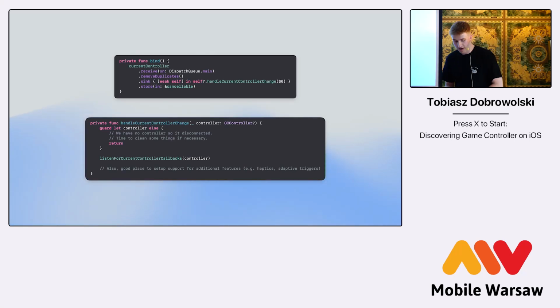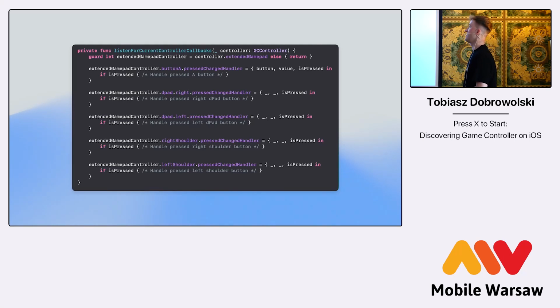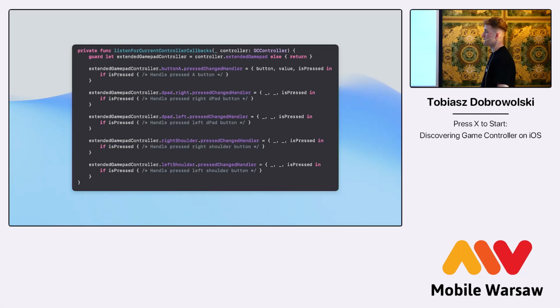And this is where the fun begins, or the hell begins, because as you can see, that's only a glimpse of what should be done in this case. I'm using only five buttons: the button A, D-pad right, D-pad left, right shoulder, and left shoulder. But if you want to support all the buttons in our app, we have to set up closures for all of the buttons. Then we can check if the button was actually pressed. In the closure we have the button object, and we have the value object, which is a value from 0 to 1 showing how hard it was pressed.